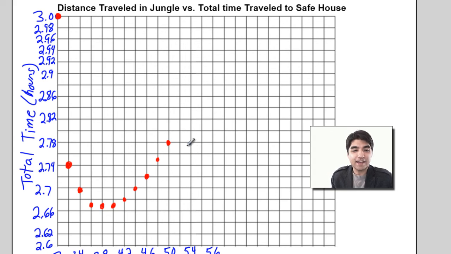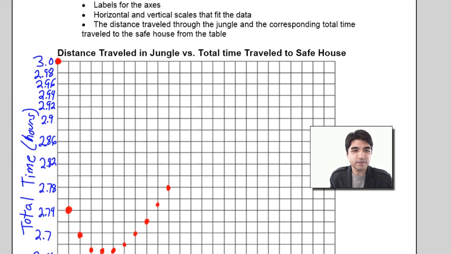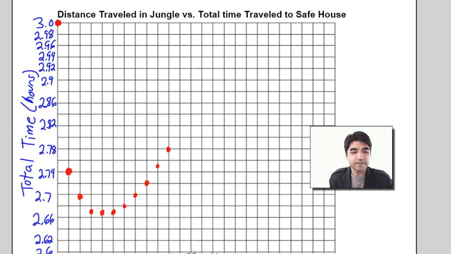Okay, so we're back, and now I have all the dots plotted. Oh wait, did I do everything it says? It says labeled axes, horizontal and vertical scales that fit the data, distance traveled through the jungle, corresponding total time travel to safe house. Okay, so we got everything.